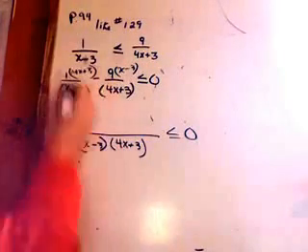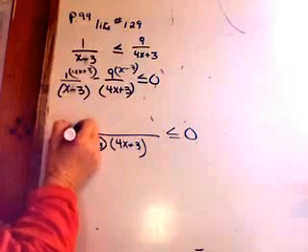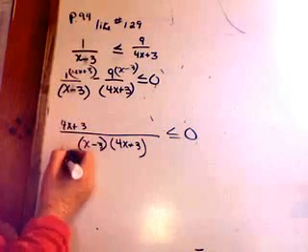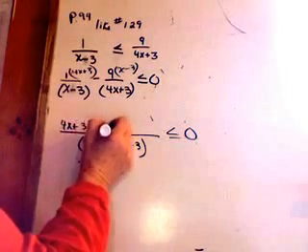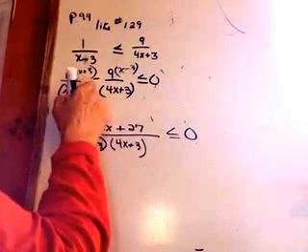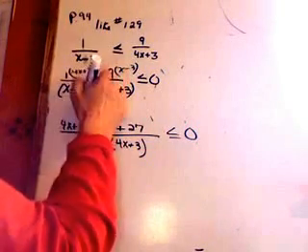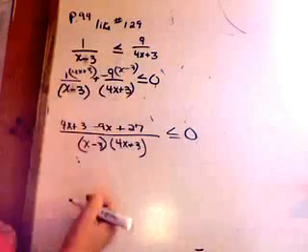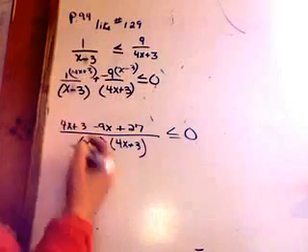So what happens? I get 4x plus 3 minus 9x plus 27. Be careful of that sign, right? So make that minus 9. There. Okay, let's add like terms. What do we get?